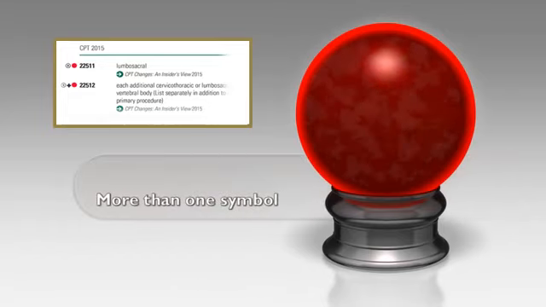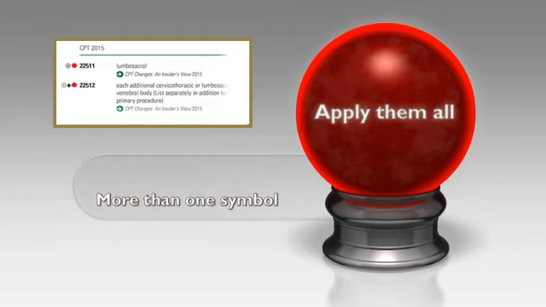Okay, so what do you do if you have more than one symbol? All right, we have a bullseye, a bold cross or bold plus sign, and a red circle. We apply them all. Exactly. So when you see those symbols on the side, regardless of how many you see, they're all applicable.